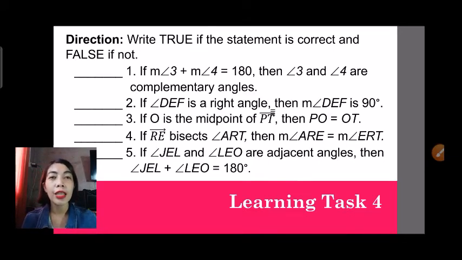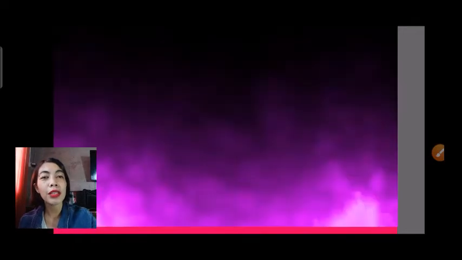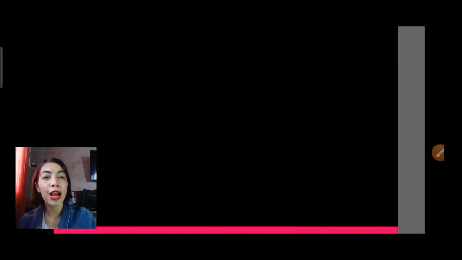Ilalagay nyo lang true or false. Intindihin yung given condition in each item or each number. And if you agree with the statement, write true. If you do not agree with the statement, write false. So, 3 minutes starts now.